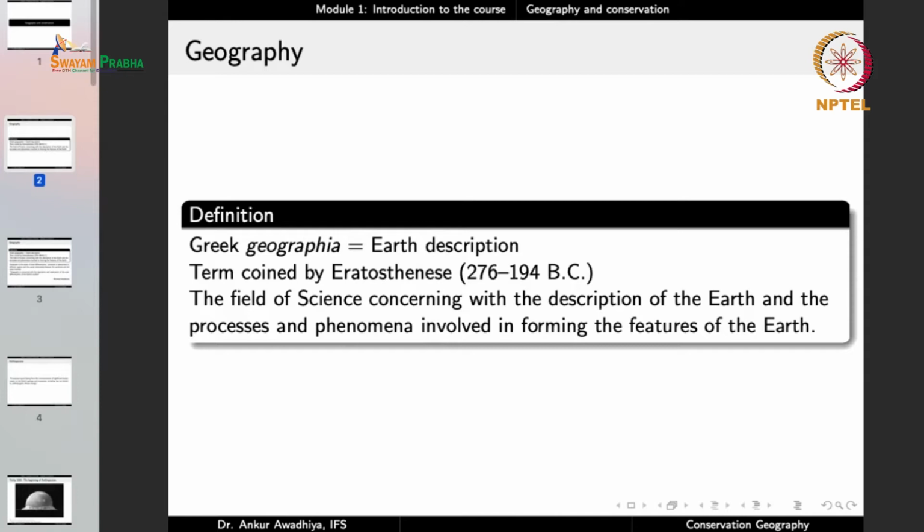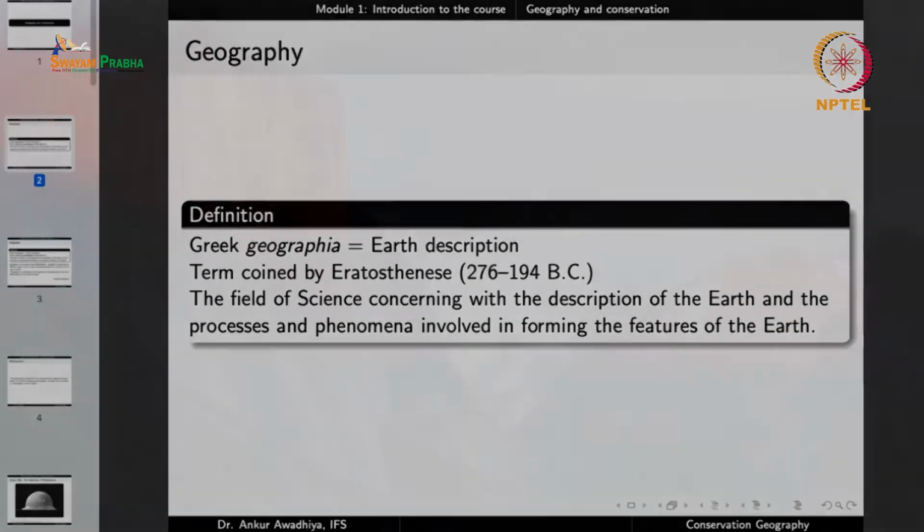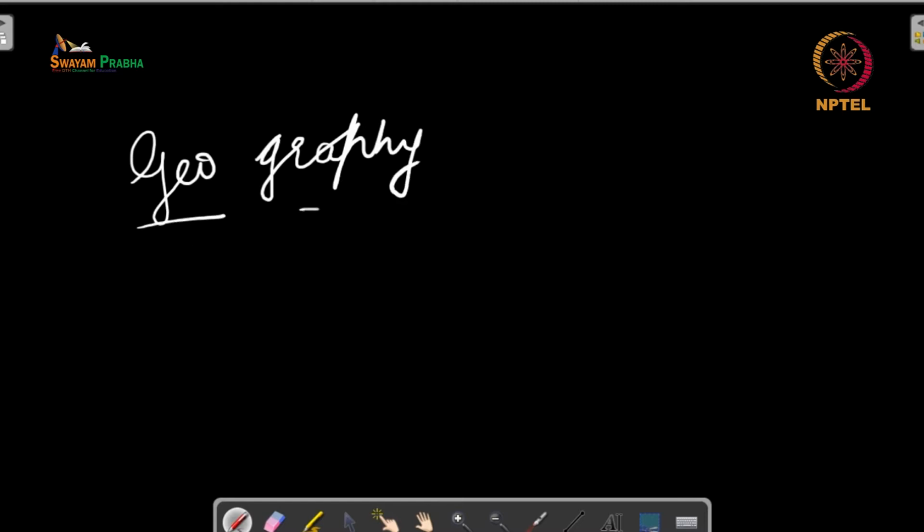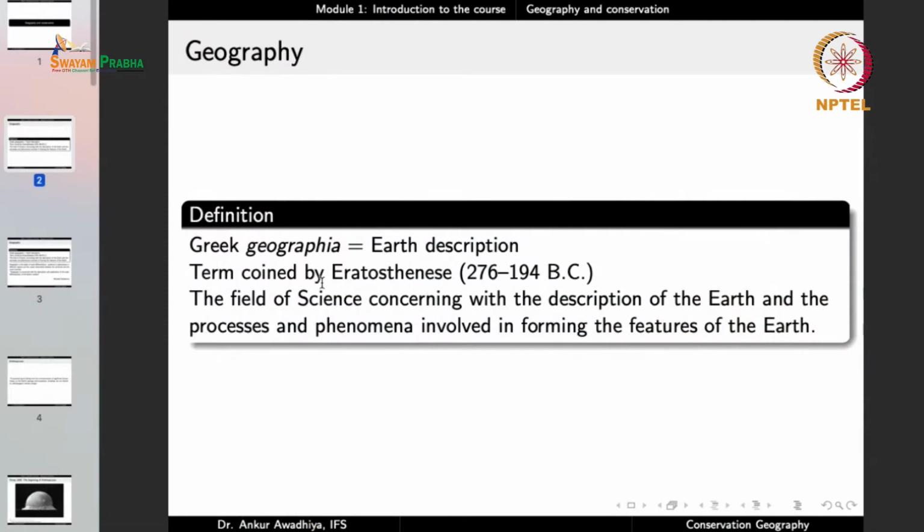So what does geography mean? The word geography has come from two word roots. So when we write geography, geo means earth and graphy is to write. So geography is essentially the science of writing about the earth or describing the earth. So this is a science of earth description. This term was coined by Eratosthenes, who lived between 276 and 194 BC. So this is a very old term.